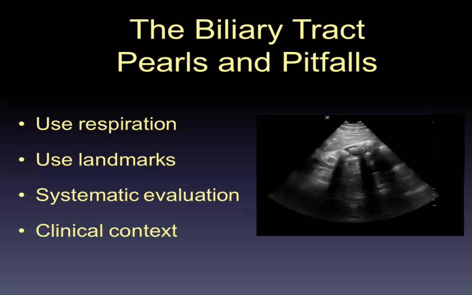Again, I think one of the most useful techniques, non-scientific opinion, is to use respiration to help you get good views of the gallbladder. Make sure you're looking for your other sonographic landmarks, your portal vein, your main lobar fissure. Make sure you see some of the hepatic parenchyma nearby to help you not be fooled by other structures like vessels or bowel loops that are filled with fluid.